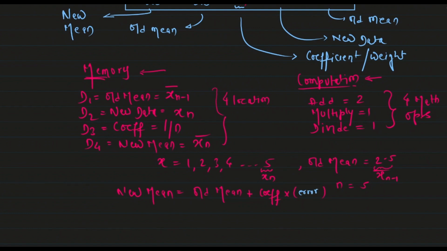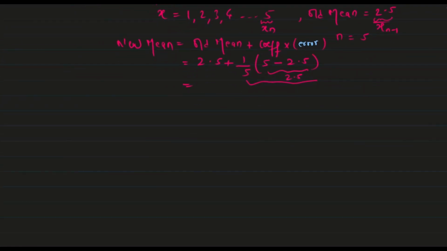Let's plug all the numbers here. So old mean was 2.5. Total numbers, coefficient is now 5 numbers. My new data is the nth term, which is 5. My old mean is 2.5. And let's calculate this. This whole expression is 2.5. When divided by 5, this whole expression will become 0.5. And when I add 0.5 to 2.5, it will become 3. So this is my new mean. And this is done through the recursive form.